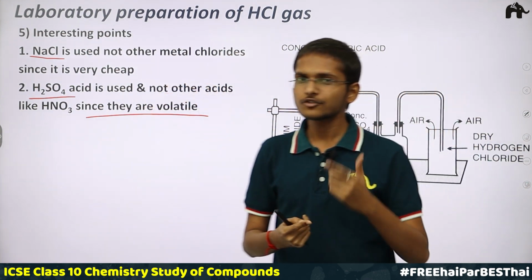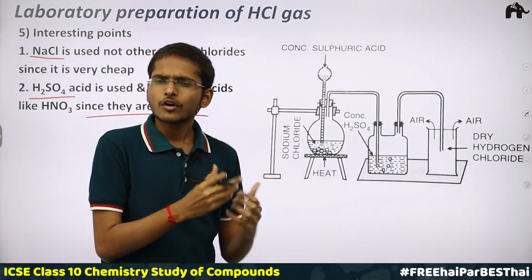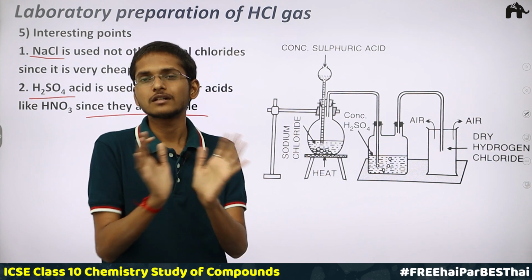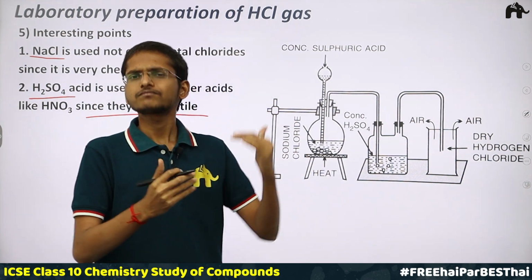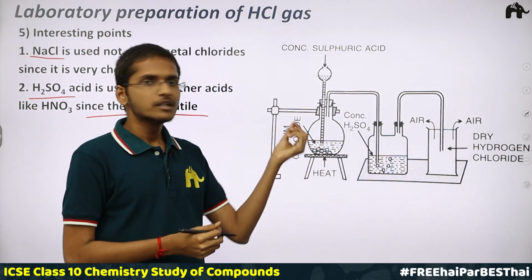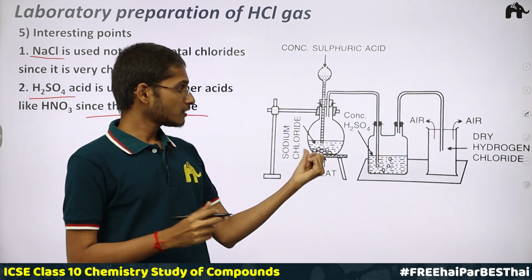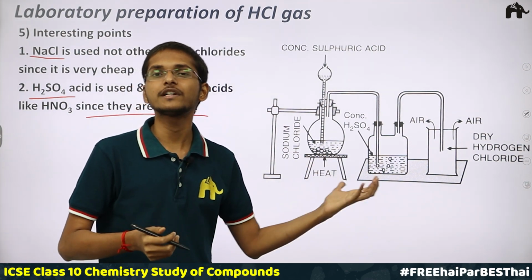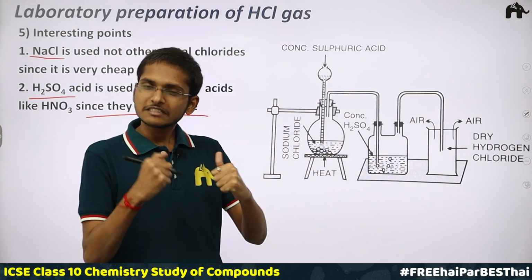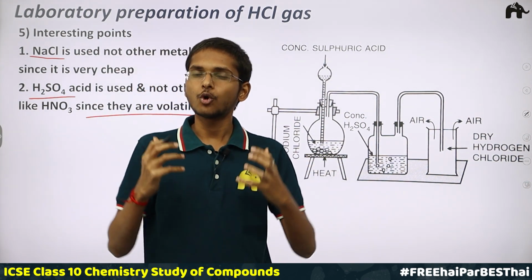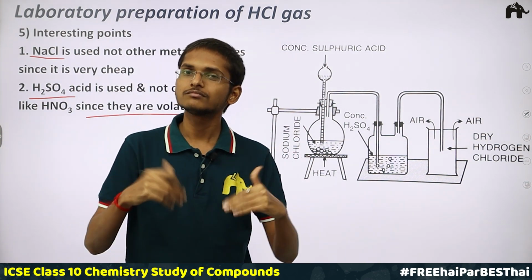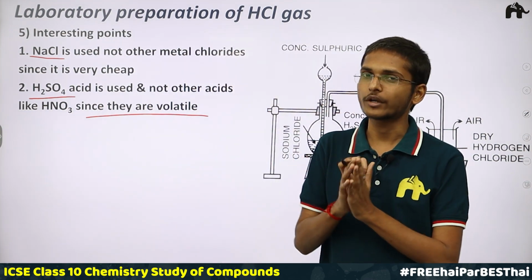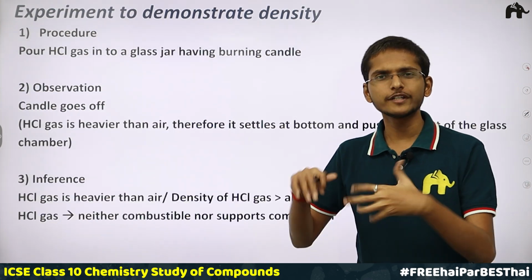And sulfuric acid, being non-volatile, doesn't get converted from its liquid state to vapor state very easily or at lower temperatures. We have to heat it to a higher temperature, then only sulfuric acid gets converted from liquid state to vapor state. So that's why we can use it here, because we are heating at a considerably higher temperature, like 200 degrees Celsius. Sulfuric acid can hold that temperature and will not allow itself to get volatilized, because its property is that it has a high boiling point. Clear with this point? Now moving on to the next topic.